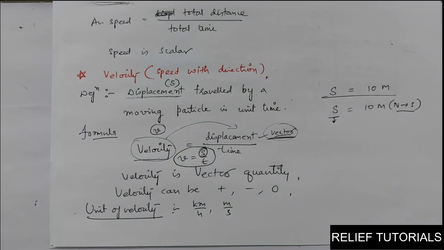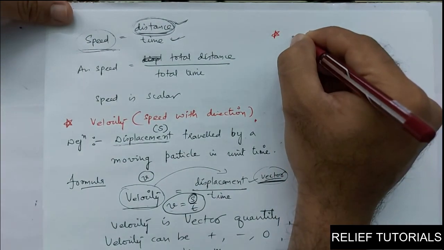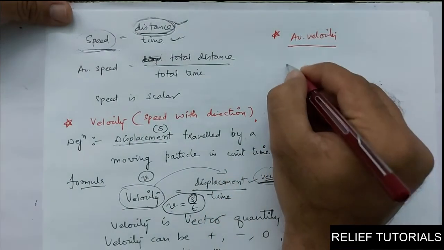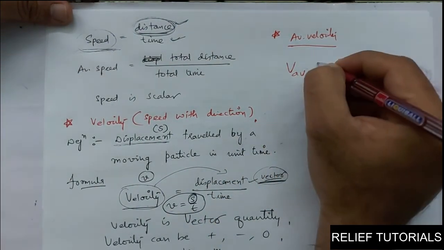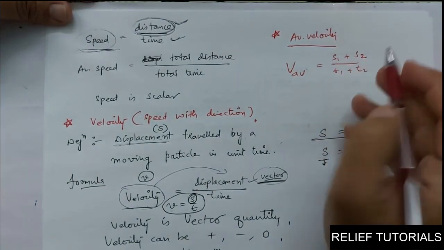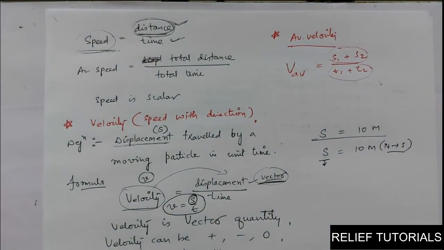Just like average speed, we have a formula for average velocity also. So what do you think is the formula of average velocity? Average velocity, V_av, same symbols, is equal to S1 plus S2 upon T1 plus T2, meaning total displacement upon total time. All the formulas, all the conditions, all the rules are the same. The difference is that velocity is a vector quantity and speed is a scalar quantity.